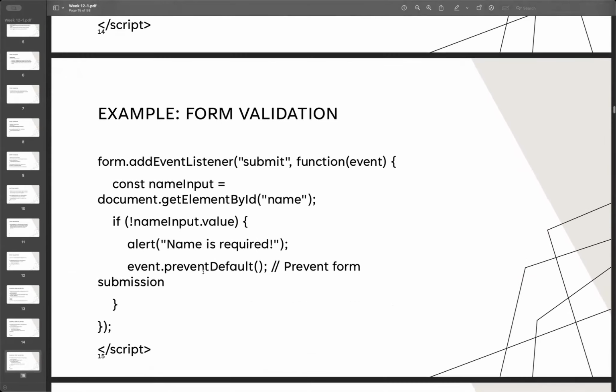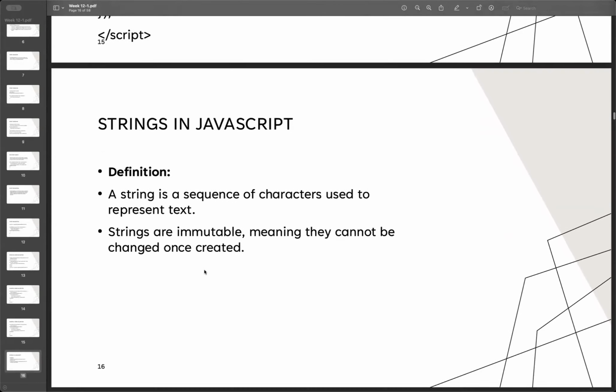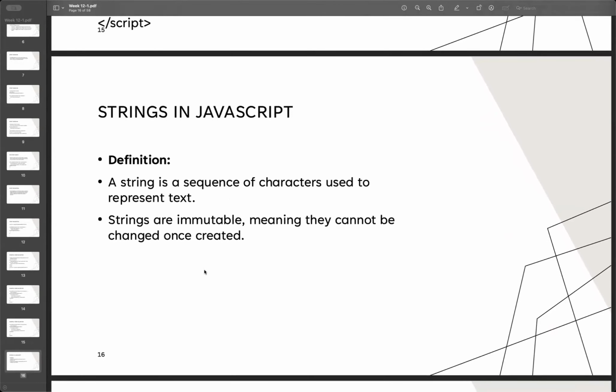That's just an example here, and when we move on after the event, another part is about the string. A string is a sequence of characters used to represent text. Strings are immutable.